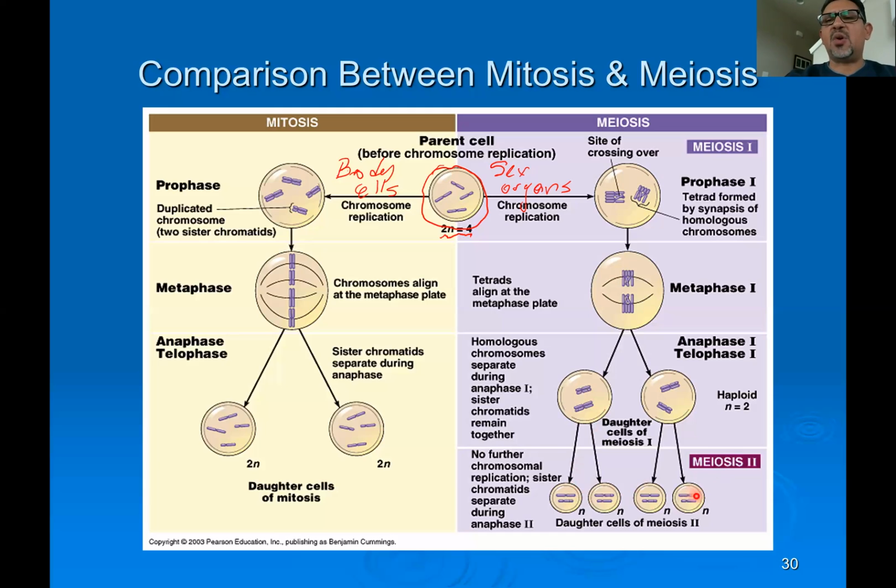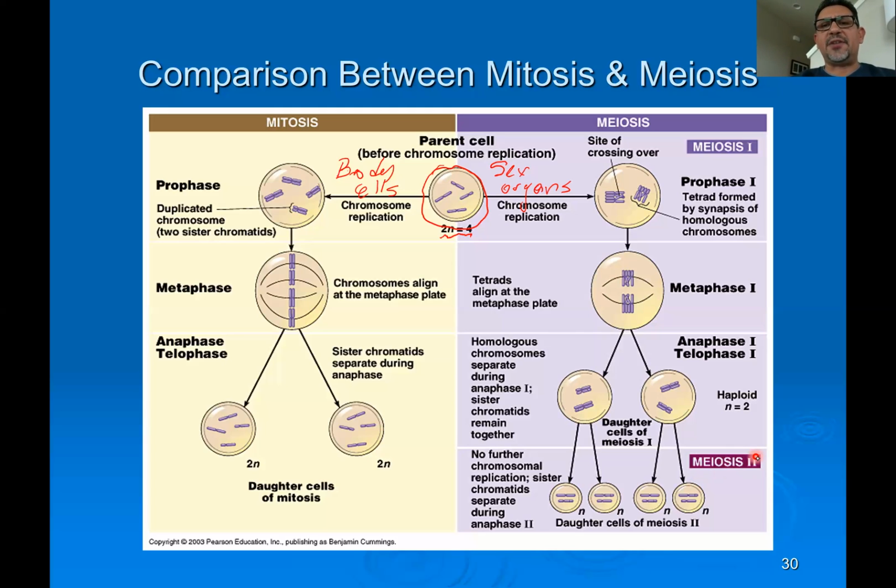These cells are not going to be genetically identical to the original cell because now they only have half the amount of genetic information, but they have also undergone events like crossing over and independent alignment, or independent assortment, of chromosomes. And for those reasons, these cells are not going to be identical.